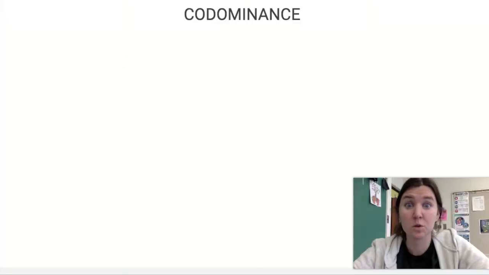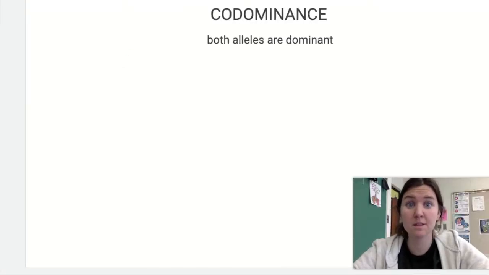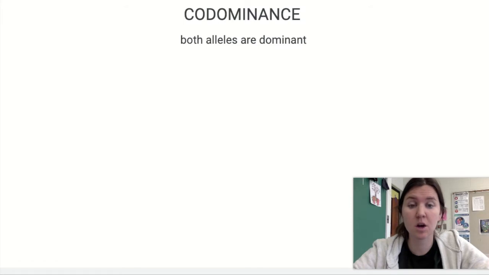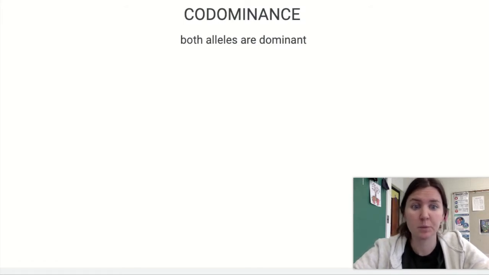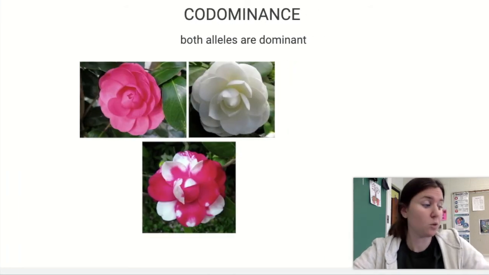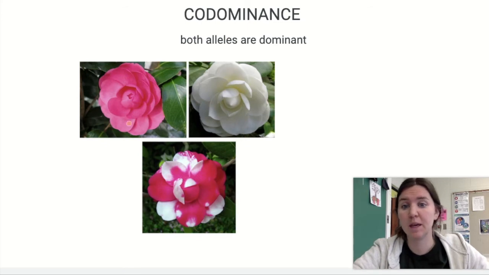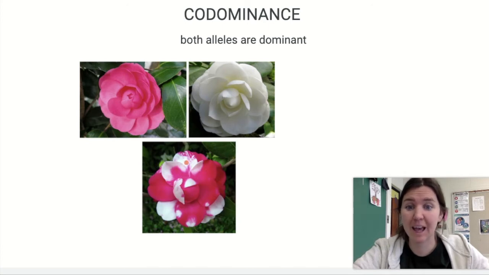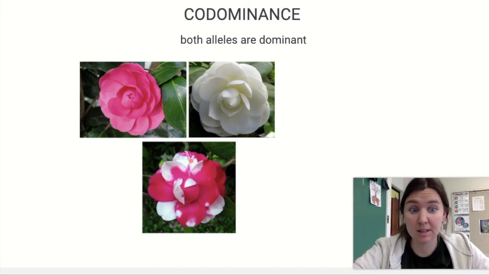Second one is codominance. All right, so codominance. This is a situation where both alleles are dominant. And so let's look at a different flower example. Let's look at a rhododendron. This is another type of flower. And if we cross a pinkish, reddish rhododendron with a white one, we actually get one that has pink and white. So they're not mixed. It's not like light pink. We see both because both are dominant.